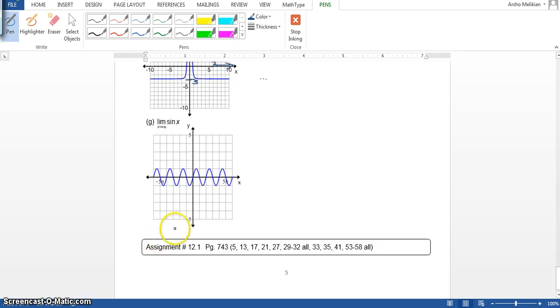This is sine of x, and we're asked to find the limit as x approaches infinity. So again, we're here, and we're going to follow this over to infinity. And as you're following to infinity, you have your eye on the graph, and you see it oscillating back and forth between +1 and -1.